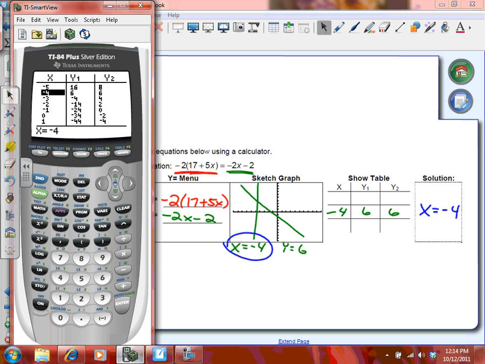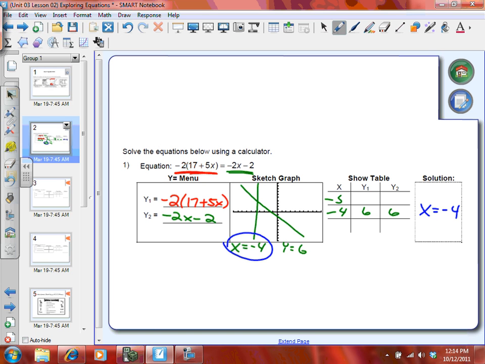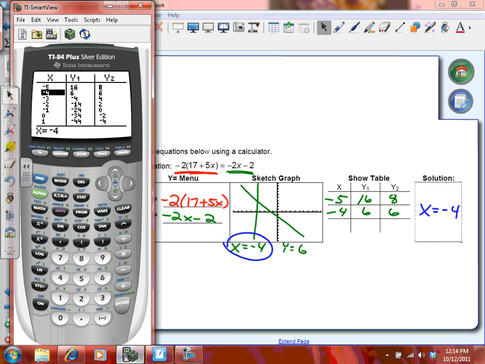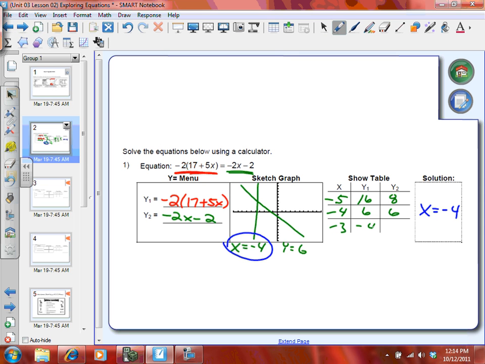Let's look at some of the other numbers. Right next to -5, you see a 16 and an 8. Right next to -3, you see a -4 and a positive. So if for some reason we can't see it on our graph, you can also go to your table and look for it.